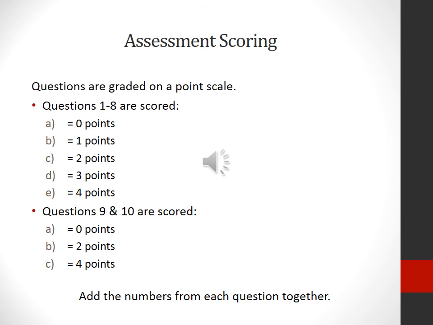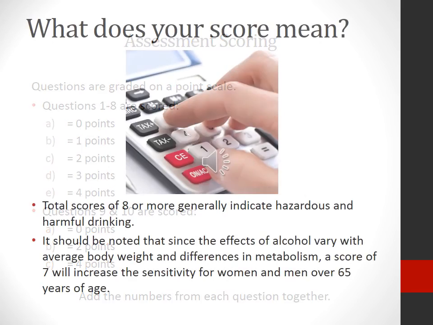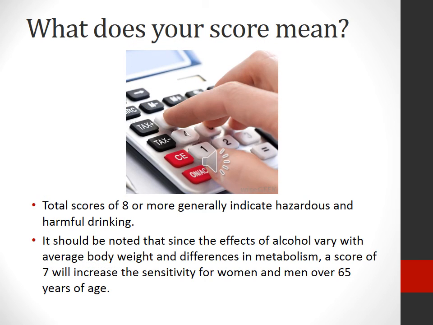The assessment is simple to score. Each response has a scoring range from 0 to 4 points. All of the scores of 8 or more should be added together to indicate hazardous and harmful drinking. After you have calculated your score, know that since the effects of alcohol vary with average body weight and differences in metabolism, a score of 7 will increase the sensitivity for women and men over 65 years of age.